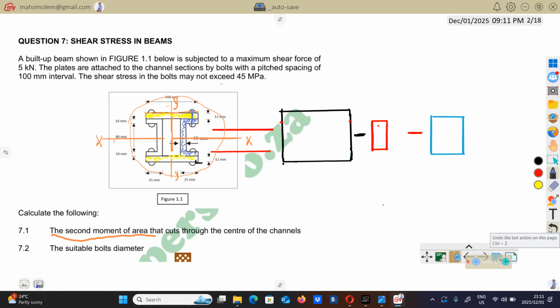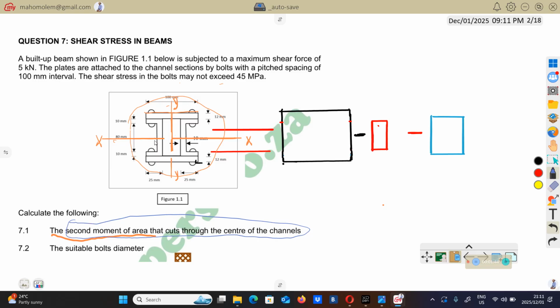They have given us the pitch of 100 millimeter interval. We'll see that at the later stage. The shear stress in the bolts may not exceed 45. We'll see that at the later stage as well. Right, the first question now is to calculate the second moment area that cuts through the center of the channels.